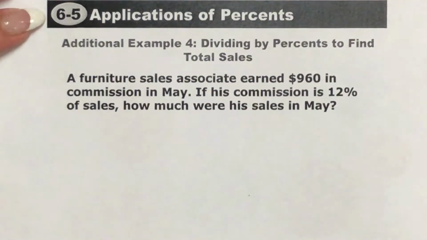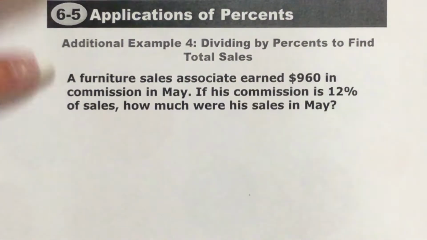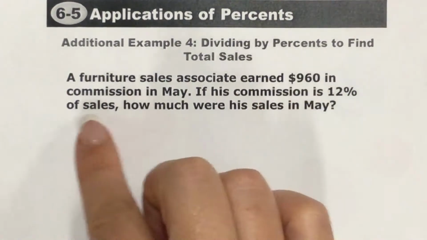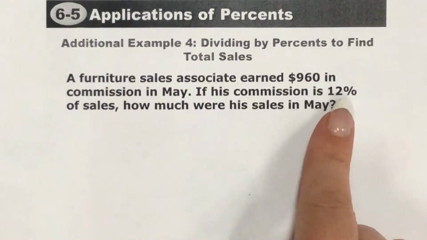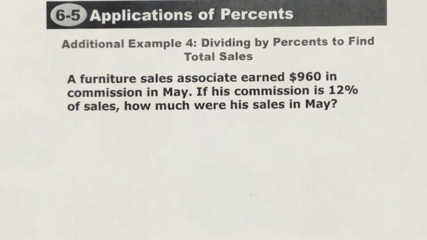Hello, we are still in Chapter 6, Lesson 5, Application of Percents, and we're looking at example 4. So let's go ahead and read it. It says that a furniture sales associate earned $960 in commission in May. If his commission is 12% of sales, how much were his sales in May? So let's go ahead and highlight the important information.